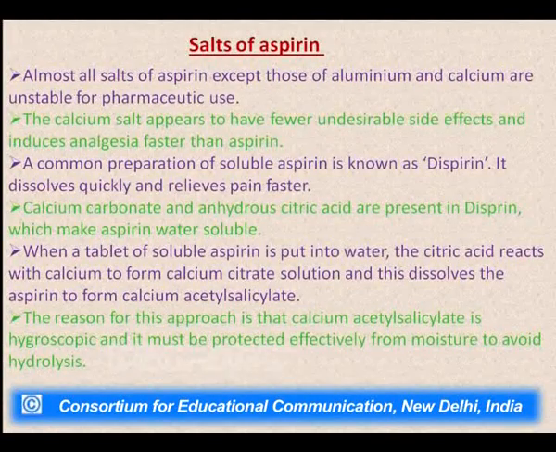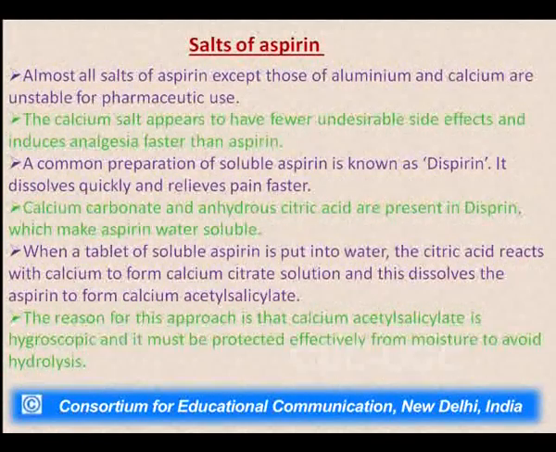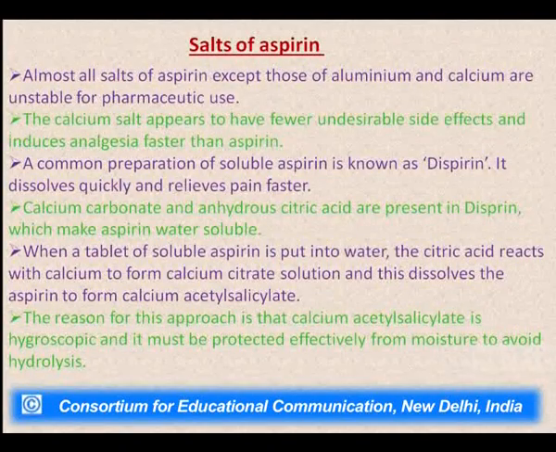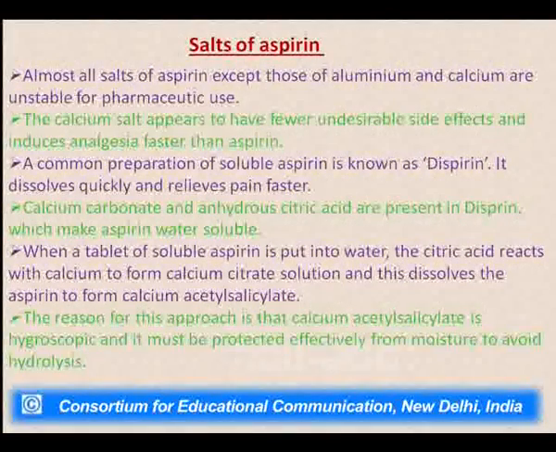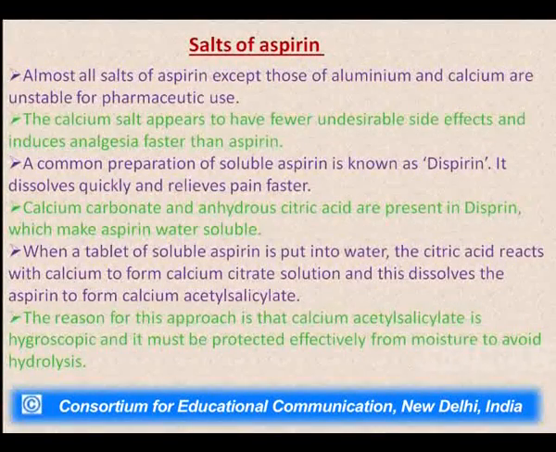Then comes the salts of aspirin, how the salts of aspirin function. Almost all salts of aspirin except those of aluminium and calcium are unstable for pharmaceutical use. The calcium salt appears to have fewer undesirable side effects and induces analgesia faster than the aspirin form. A common preparation of soluble aspirin, which is also known as Disprin, dissolves quickly into the aqueous medium, and it relieves the pain faster than aspirin itself.